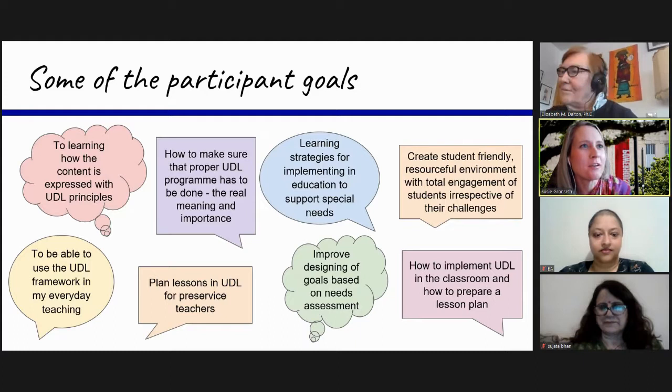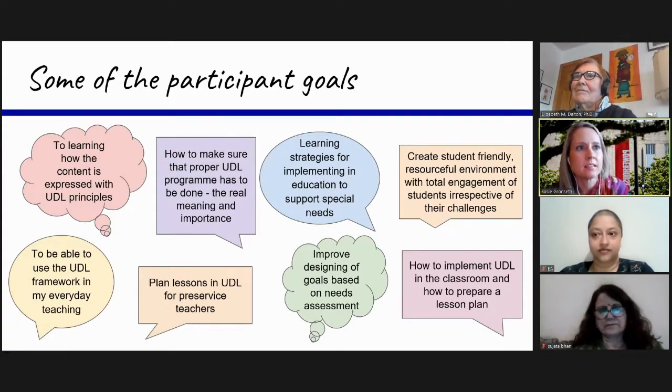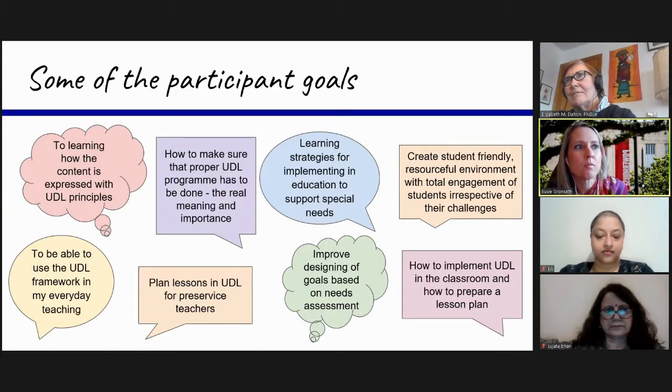Some of the participant goals: we asked the participants to set goals intentionally at the beginning of the course, and then we revisited those at the end. Some of those goals included what we have on the slide, things like learning how the content is expressed through the UDL principles, different kinds of content across K-12 and higher education teacher training. So how can we enact those through the principles? How to make sure the proper UDL program is done, the real meaning and importance.